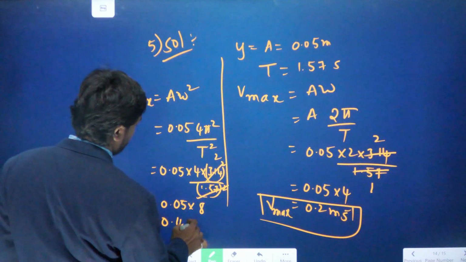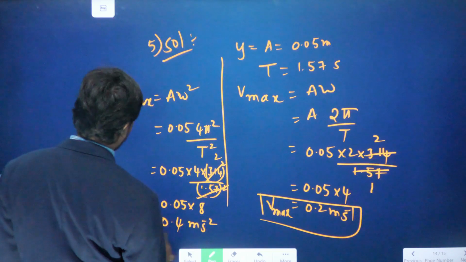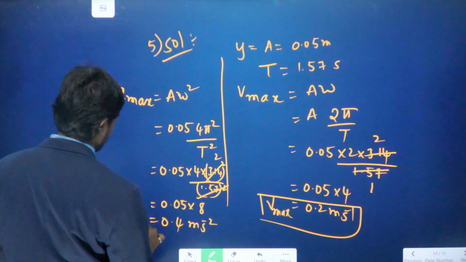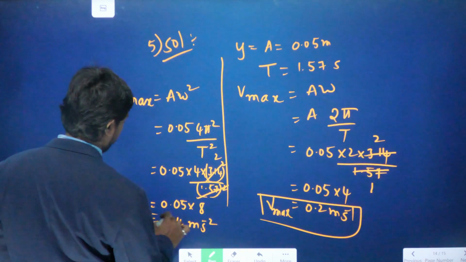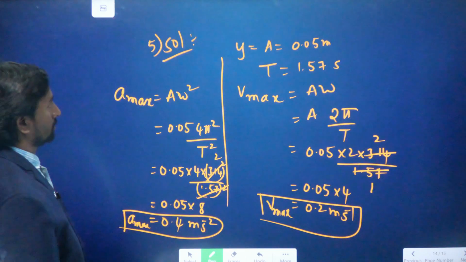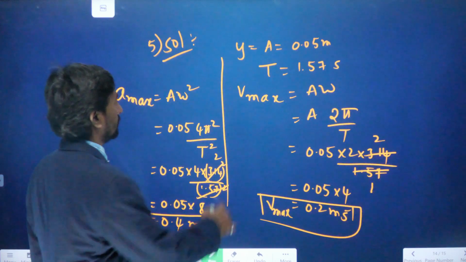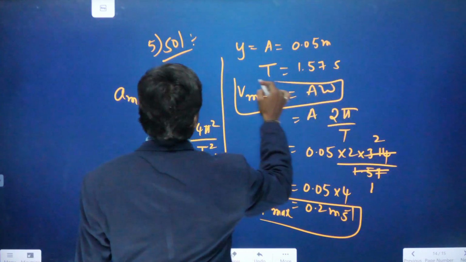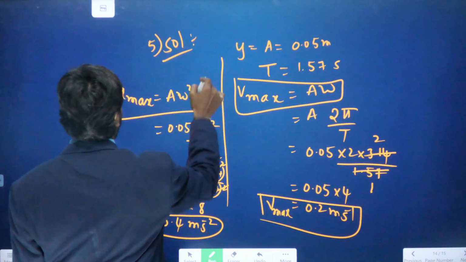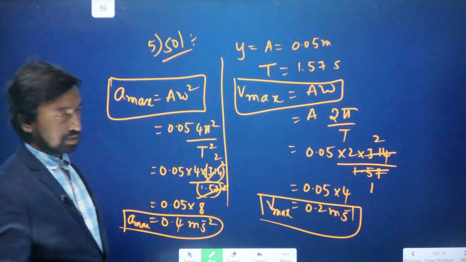So it will become 0.05 into 8, which is 0.4 meter per second square. This is the maximum acceleration. That is the answer. Okay, so the fifth one is like this. Simply we should remember the formulas for maximum acceleration and maximum velocity.